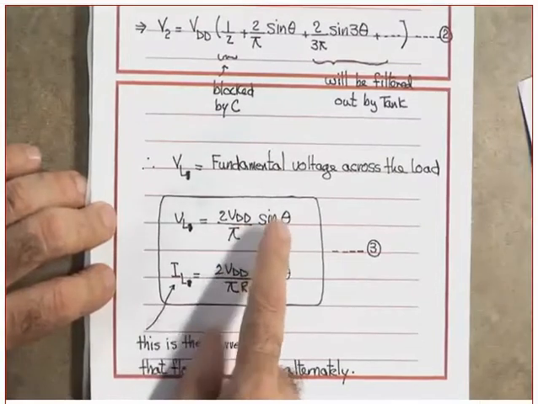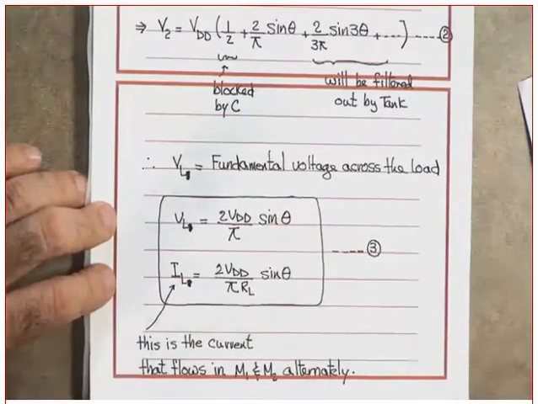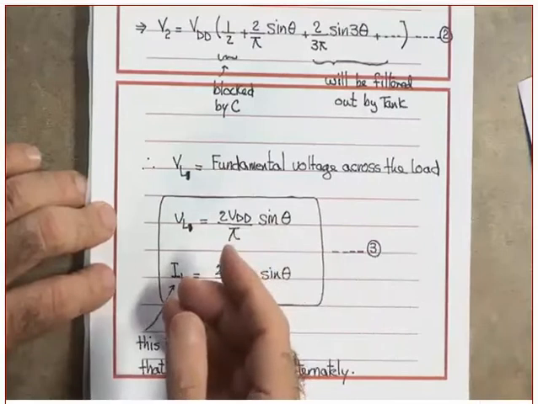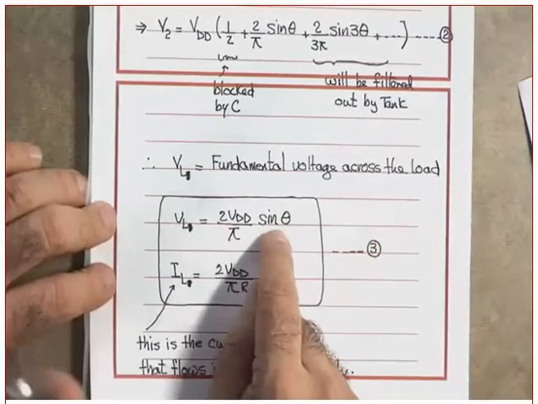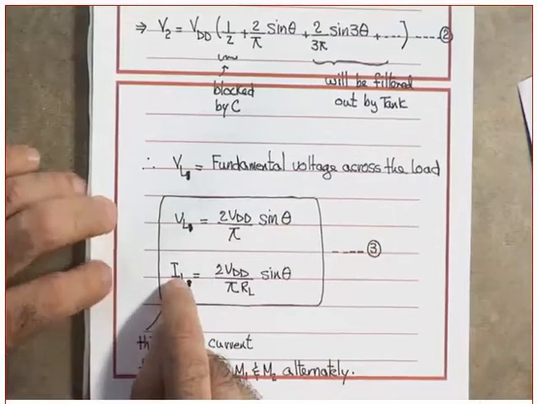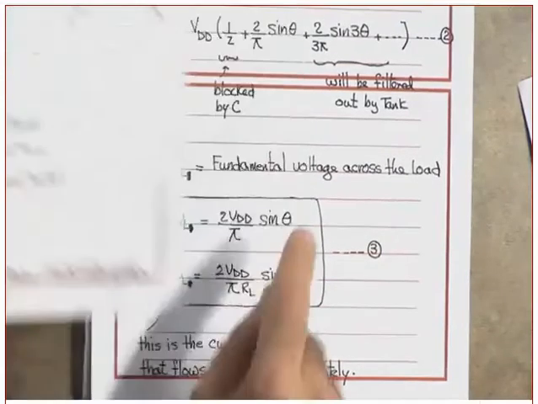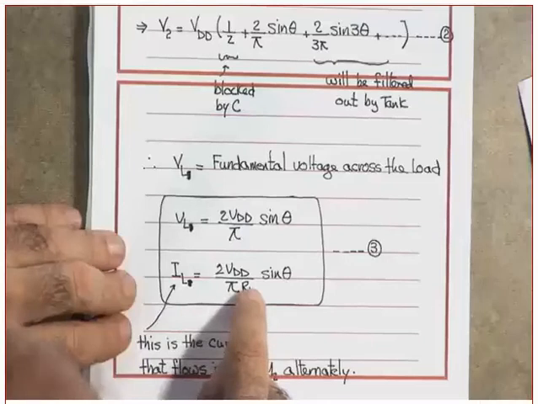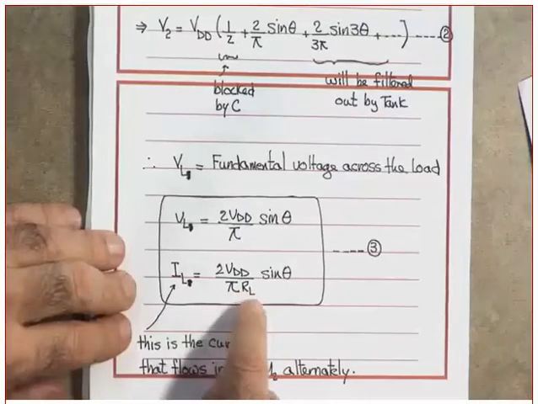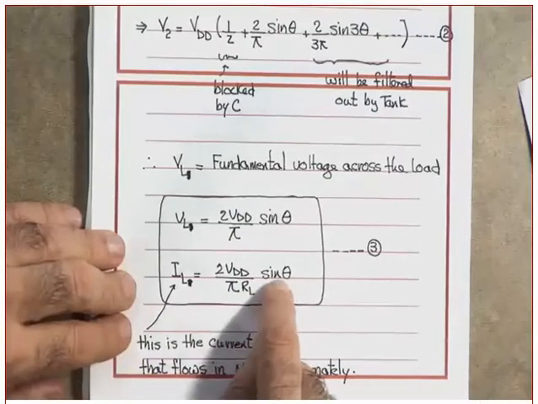By the way, the theta is what? Omega naught t. I just represented by theta to make things simple. Yes? Okay, so it's what? 2VDD over pi sine theta. What is the current? What is the current through this R? It's 2VDD over what? Pi RL sine theta.